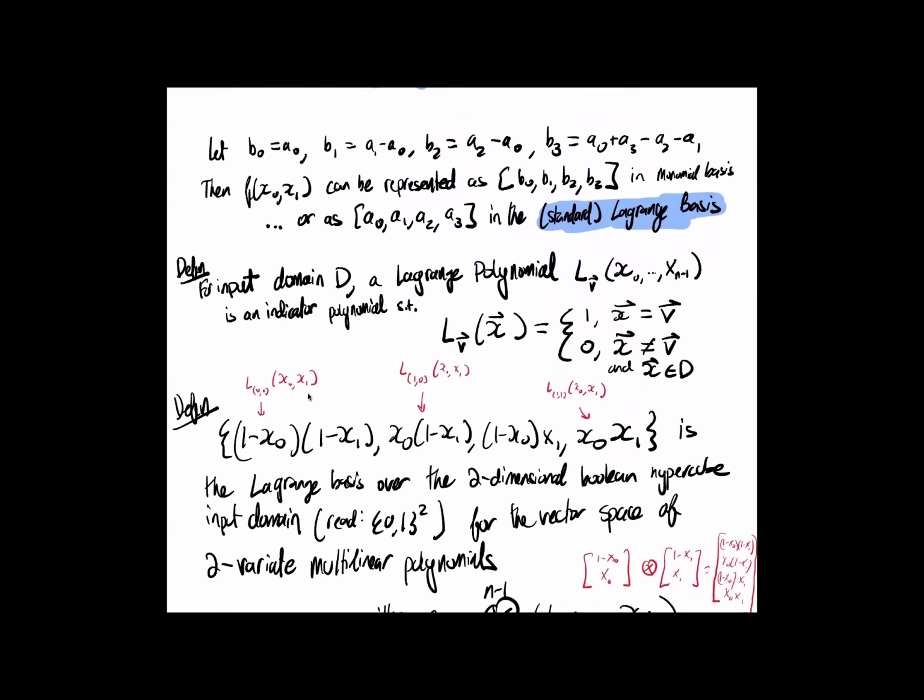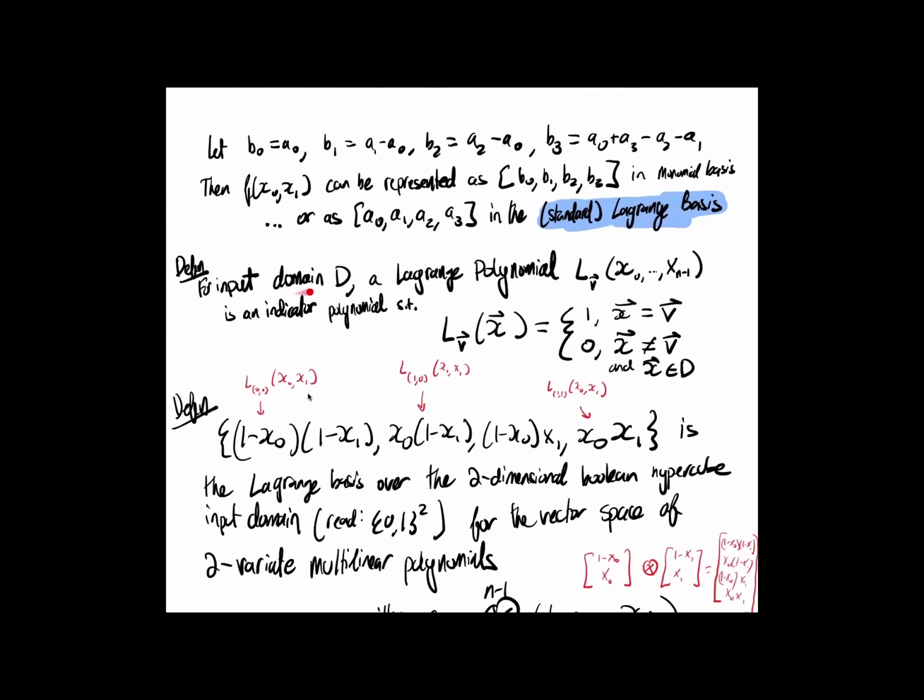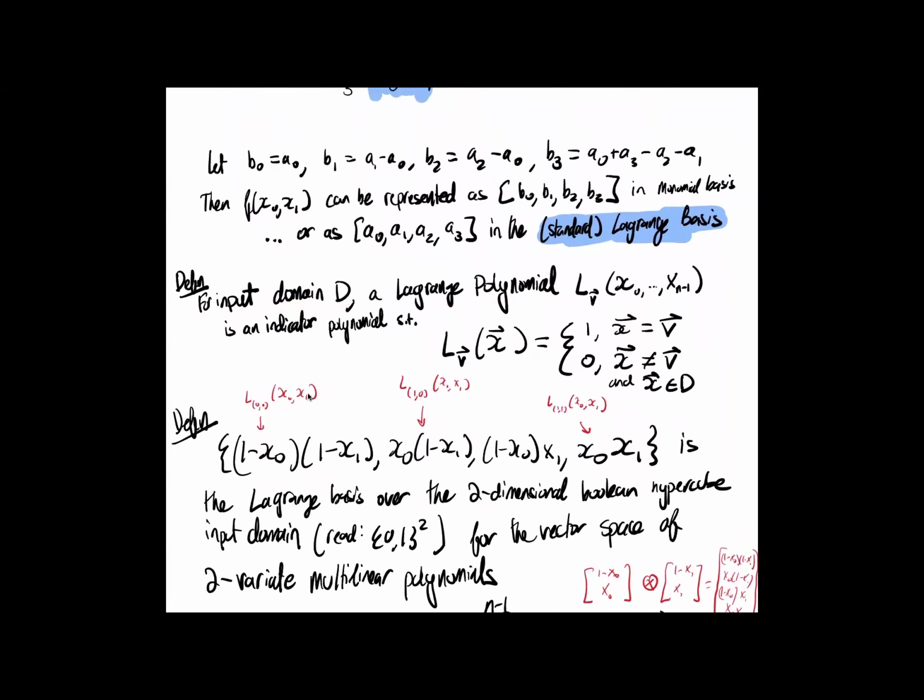So let's elaborate on what Lagrange basis means. If you fix an input domain, in our case, that's going to be the Boolean hypercube, a Lagrange polynomial, L_v of x, is an indicator polynomial such that if x is equal to this v, then we will output 1. And if x is not equal to this v, but x is still in this input domain, then this is going to output 0.